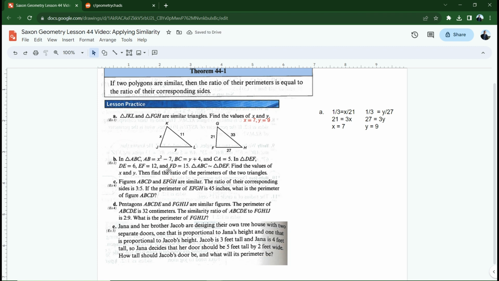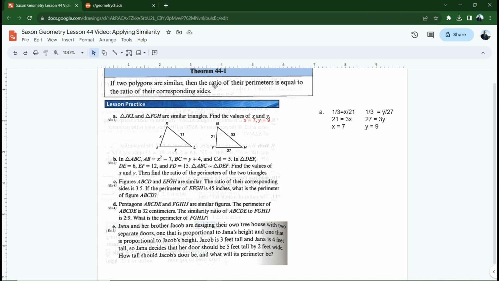In triangle ABC, AB equals x squared minus 7, BC equals y plus 4, and CA equals 5. In DEF, notice that they're listed in the same order. AB was first, now DE is first, 6, EF 12, just like BC was second, now EF is listed second, and then FD is 15. Find the values of x and y, then find the ratio of the perimeters of the two triangles.